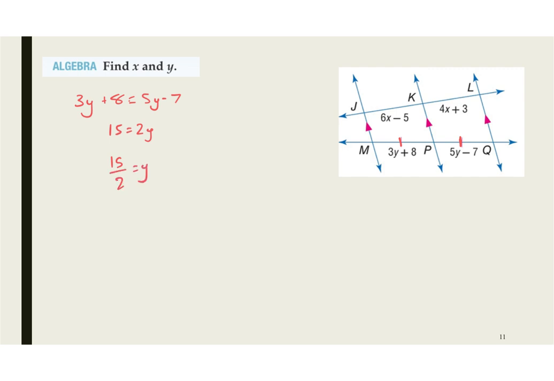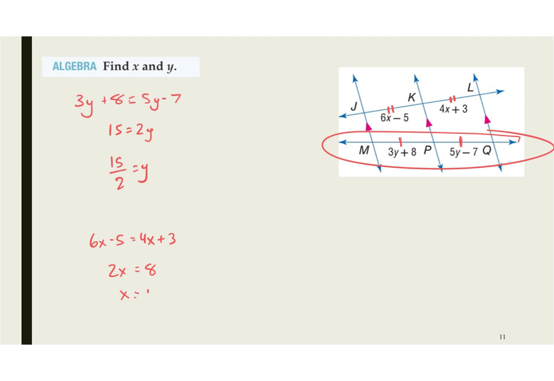Now, because I have congruent pieces over here, due to the theorem we just learned, we know that we will also have congruent pieces over there. So 6x minus 5 is equal to 4x plus 3. And then it's an easy solve. So this is going to be 2x is equal to 8. X is equal to 4. And there you have it.